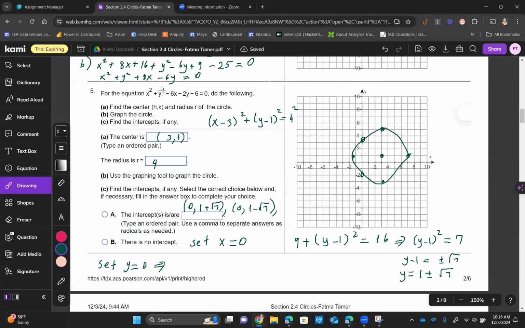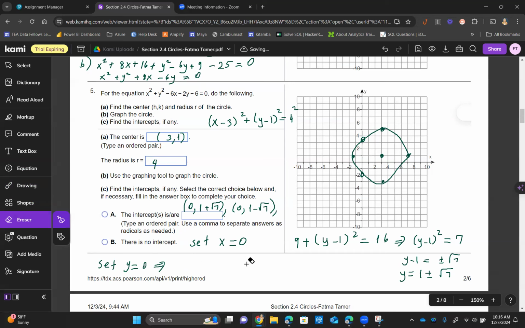Maybe this one will be easy because when I set this y to be a 0, this disappears, and I just get x squared minus 6x minus 6 is equal to 0. It's not that easy because then I have to use the quadratic formula to find the roots here. So I changed my opinion. I'm going to still use the standard form to find the x-intercepts here.